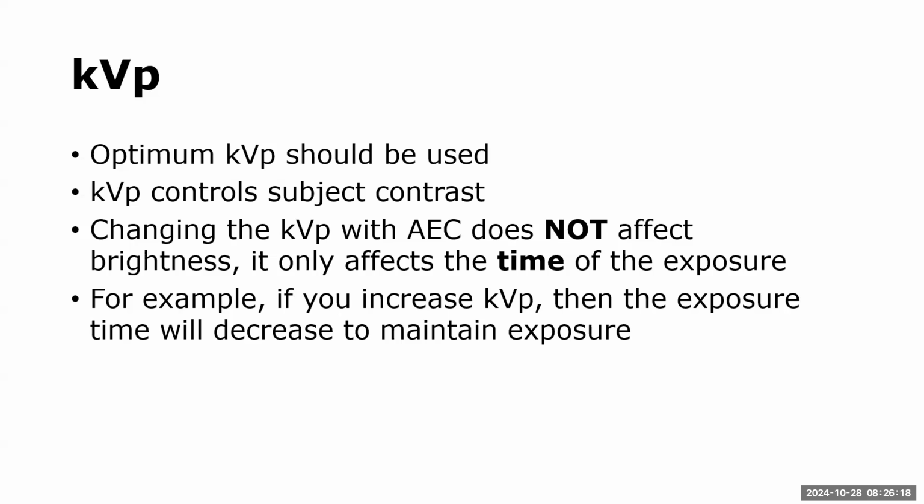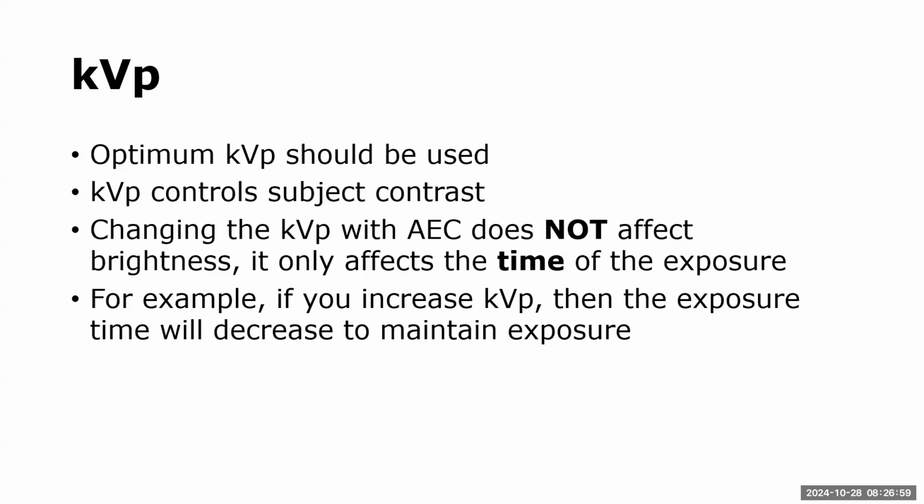So for example, if we increase the KVP, then the exposure time is going to decrease to maintain exposure. So what we're saying is, if we increase KVP when we're using AEC, so we have our field selected and our density setting and all that, and we increase our KVP, then that is not going to affect receptor exposure, because in the background, what is going to happen to our exposure time? If our KVP goes up, think back to the last couple of weeks. If our KVP went up and we wanted to maintain receptor exposure, what did we have to do to mAs?